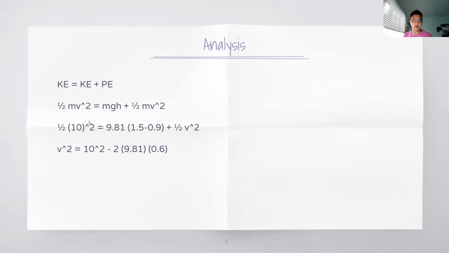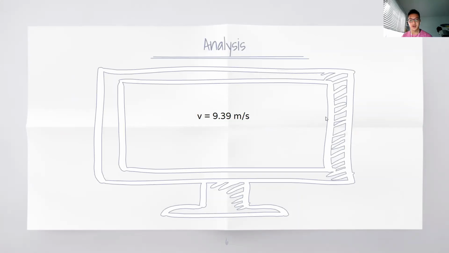Also, we can cancel out all the masses because there's an m term in each term of energy. So we get to that final equation where v squared equals 10 squared minus 2 times 9.81 times 0.6. And if we plug that into a calculator, we find that our final velocity is 9.39 meters per second. That would be the magnitude of our velocity.